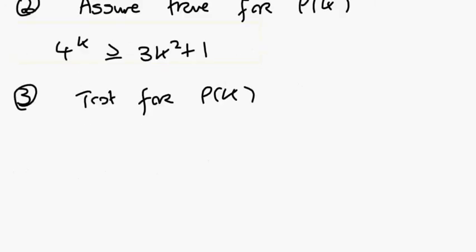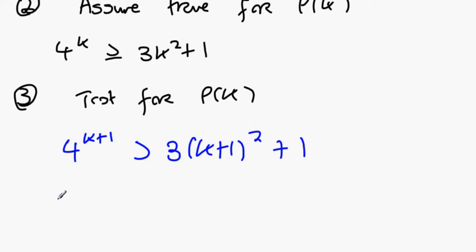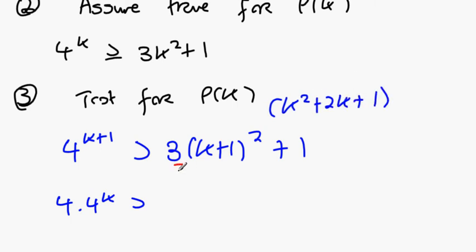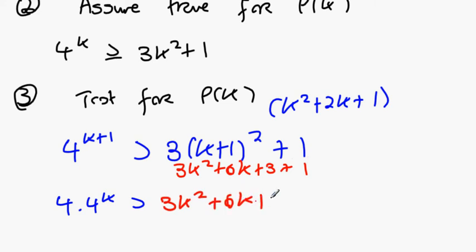So therefore, we're going to have 4 to the power of k plus 1 is greater than or equal to 3 times k plus 1 squared plus 1. We're going to have 4 times 4 to the power of k greater than or equal to, and that's going to be k squared plus 2k plus 1. That's 3k squared plus 6k plus 3 plus 1. Then we get 3k squared plus 6k plus 4.